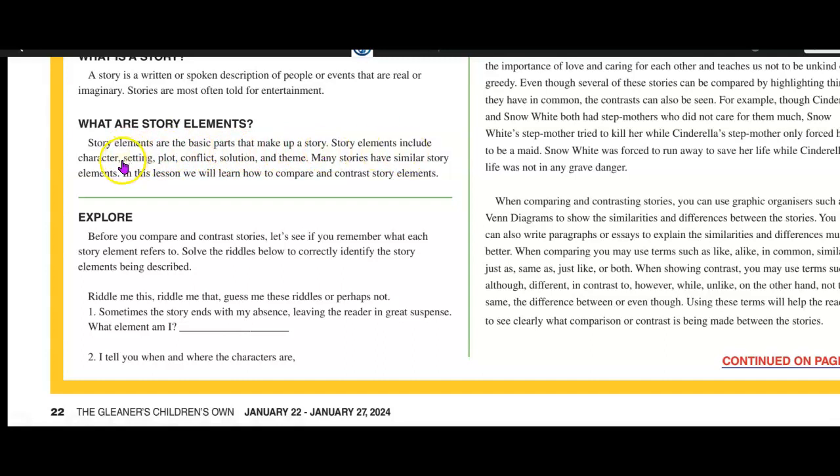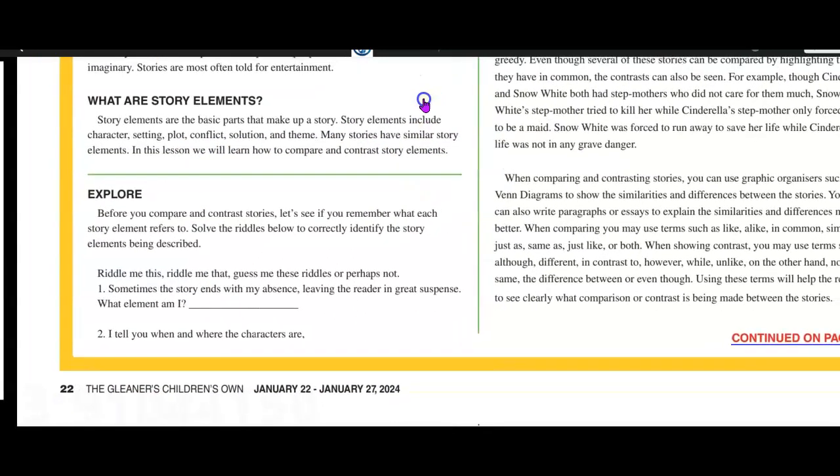Story elements include character, setting, plot, conflict, solution, and theme. Many stories have similar story elements. In this lesson, we will learn how to compare and contrast story elements.